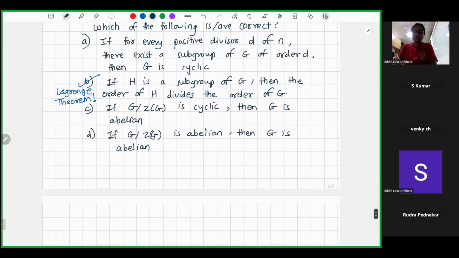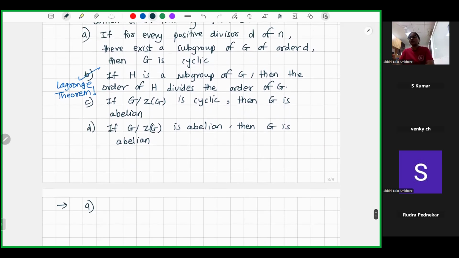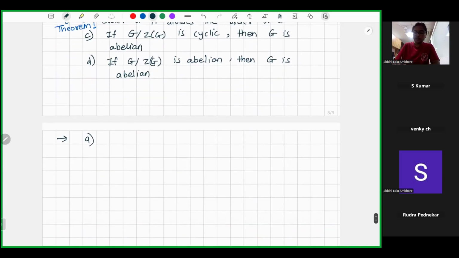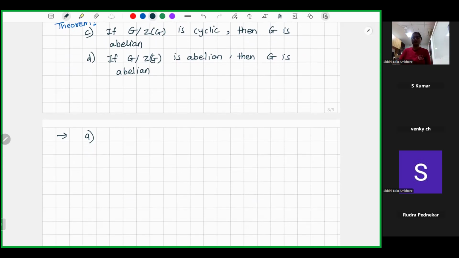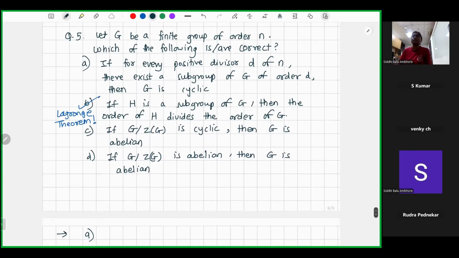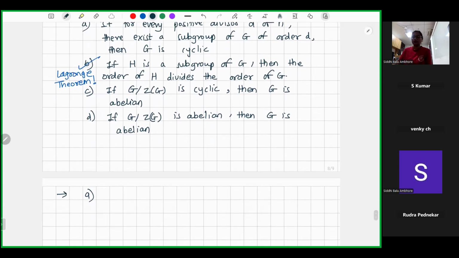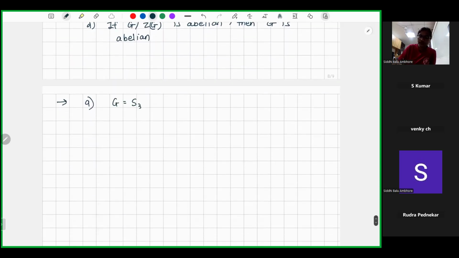So let us discuss one by one. A says that if for every positive divisor D of n, there exists a subgroup of G of order D, then G is cyclic. Can we recall one example which was discussed earlier or suggested by one of you, which satisfies this condition but is not cyclic? Okay, so S3 we can take. G is equal to S3. Definitely S3 is not cyclic.